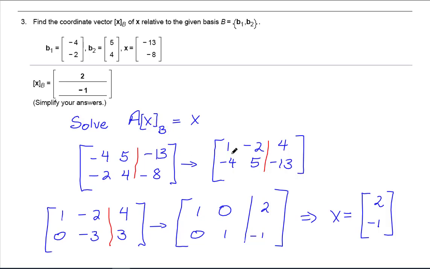So we do our row operations. I switched out the two rows and divided this row by minus 2. So now I'm going to use the 1 to make a 0. Did that. Divide this particular row by minus 3 and then make a 1 above it. So we see that x relative to b is 2, minus 1.